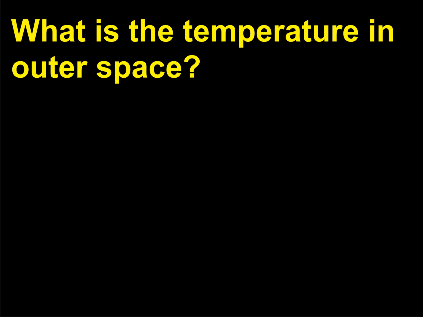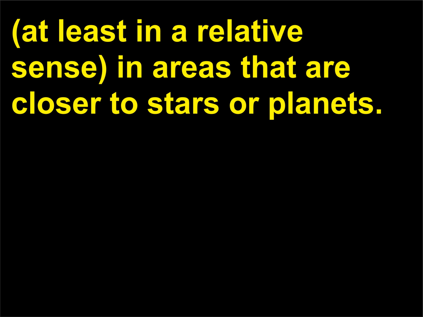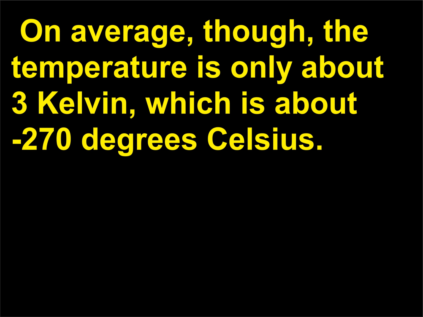What is the temperature in outer space? There is not actually a single uniform temperature for all of outer space. It tends to be warmer, at least in a relative sense, in areas that are closer to stars or planets. On average, though, the temperature is only about 3 Kelvin, which is about minus 270 degrees Celsius.